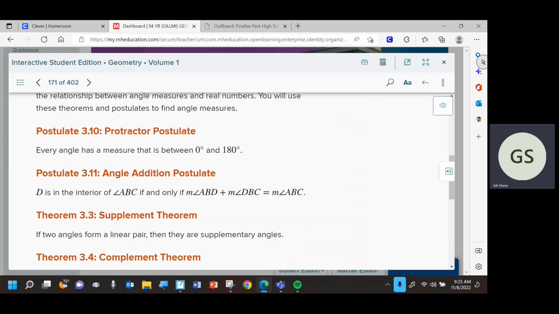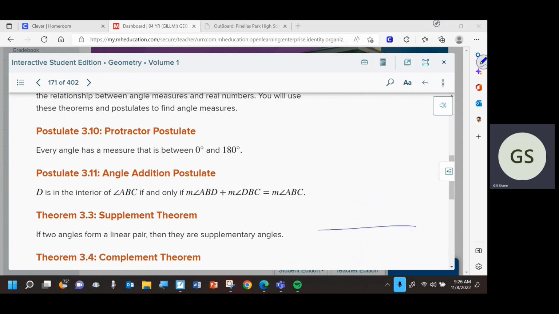Supplement and complement. They're basically just what we have learned about. It has to do with 180 degrees. This is specifically for a linear pair. So what does a linear pair mean? Let's review that, because that was one thing we struggled with. They're on the same line. Yes, a linear pair is what we talked about.